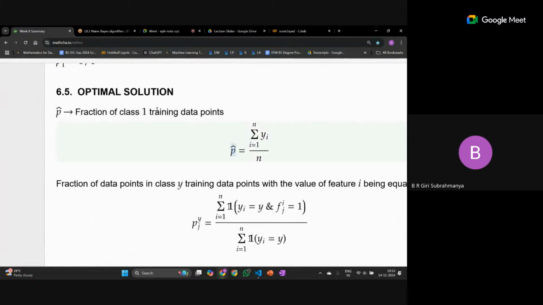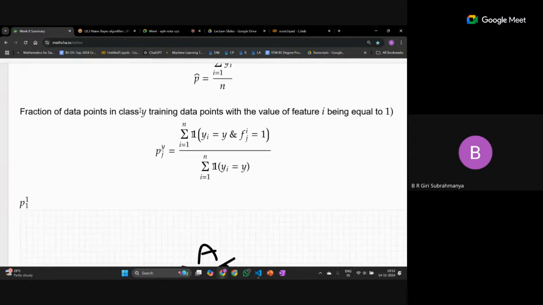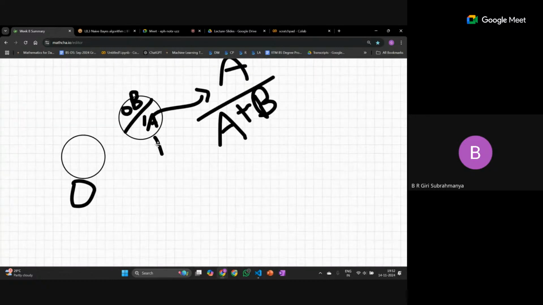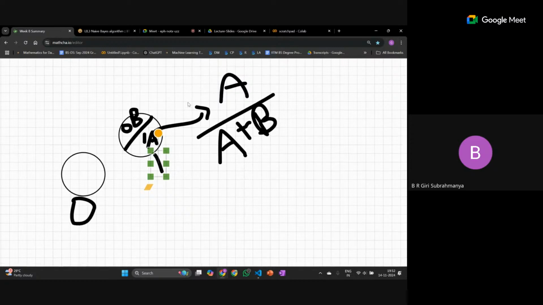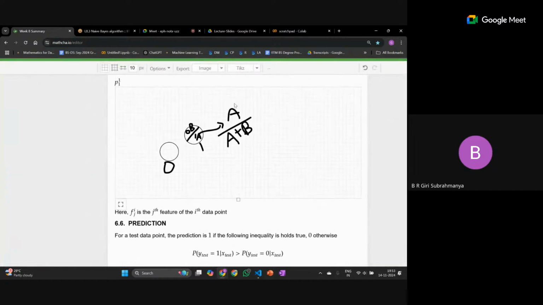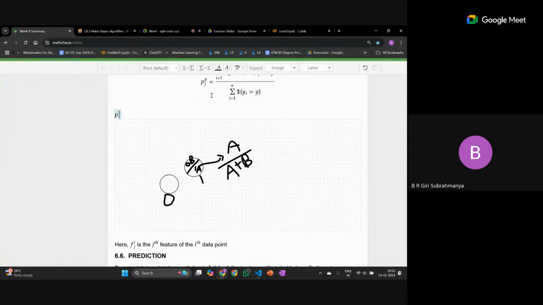P hat is the fraction of class 1 labeled data points. Now P_1j is given like this. You'll go to class 1. You'll take all the data points in class 1, the number of data points in class 1, that's the denominator. The numerator is, among class 1, you'll see for whichever data points the feature is 1. You take that and count the number of data points, put it in the numerator, find this fraction, and that is going to be P_11. Similarly, you will calculate for other things.